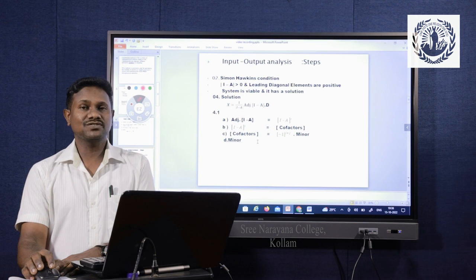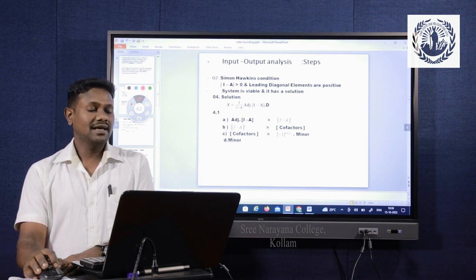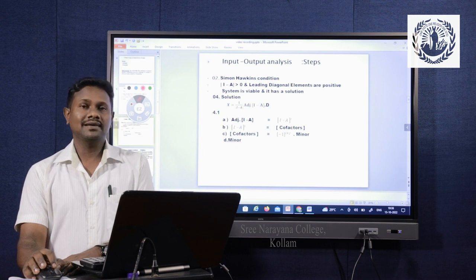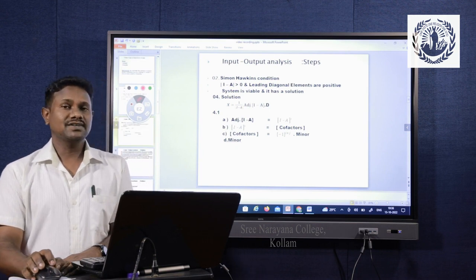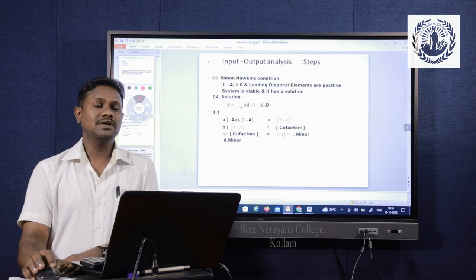How do we get the cofactors of the matrix? This is the equation: minus 1 whole raised to i plus j, i showing the row number and j showing the column number, into the minor. And how do we find the minor? We can go to a problem, and I think it's very easy to understand how we can calculate input-output analysis.